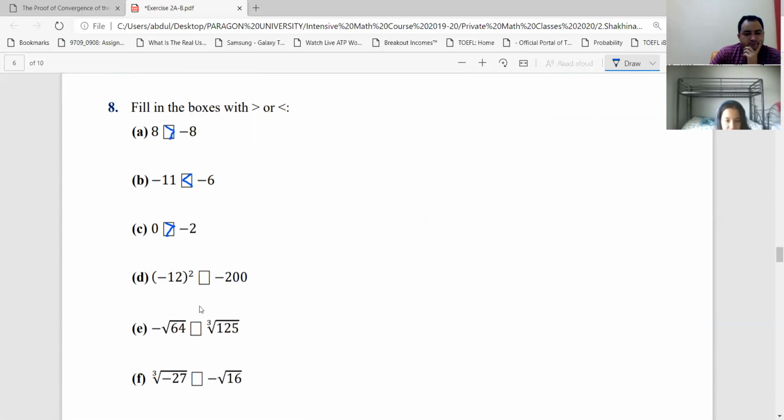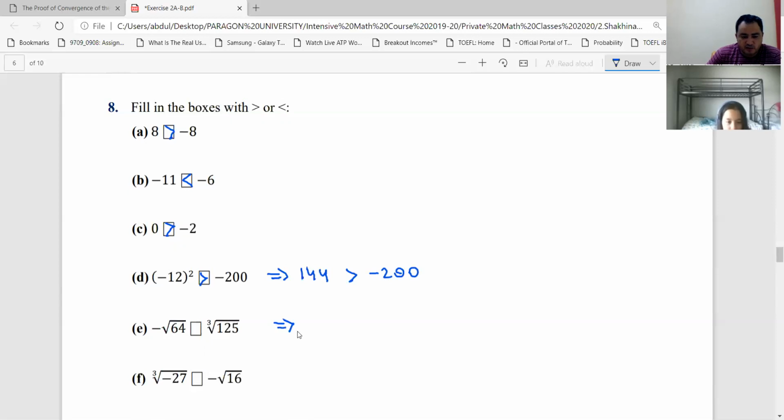Negative 12 squared is greater than negative 200. Okay. This kind of question, first of all, you need to show your work. Why is it so? Negative 12 squared is 144, right? So that's why it is greater than negative 200. Very good. How about this one?